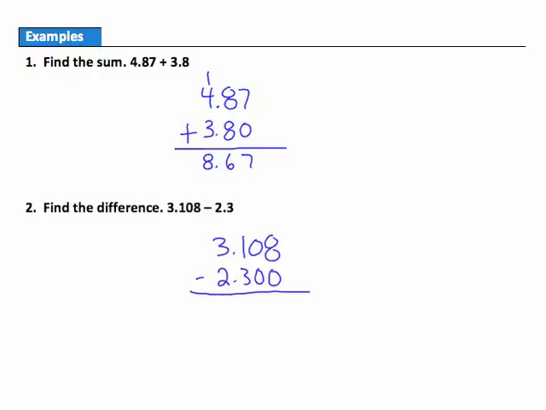Starting over on the right, 8 minus 0 is 8. 0 minus 0 is 0. 1 minus 3. Well, I can't do that, so I'm going to need to borrow. I'm going to borrow from the 3, which will make it a 2. Makes that 1 and 11. 11 minus 3 is going to give me 8. And then 2 minus 2 is going to give me 0. And I bring that decimal point straight down. So when I subtract these two numbers, my final answer is 0.808.